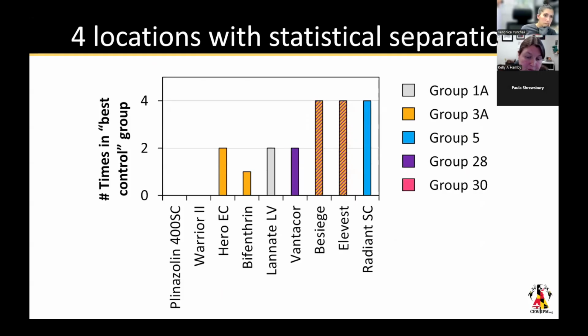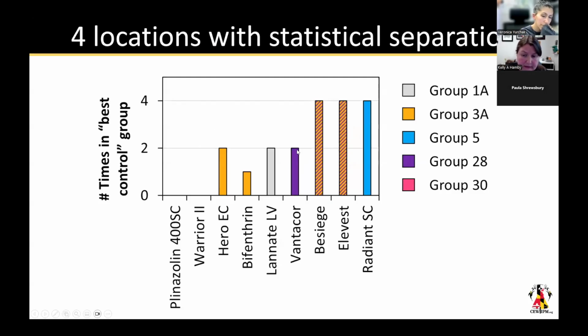So I thought it would be useful to look at across all of the locations. We had 6 sites where we were doing this trial. One of those sites had so few corn earworms that we didn't really have any separation in the control and the different insecticides. And one of those sites had such bad corn earworm infestation that we didn't really get separation from those experiments. So for the 4 experiments where we could get some separation, how many times were each of these products in the best control group?